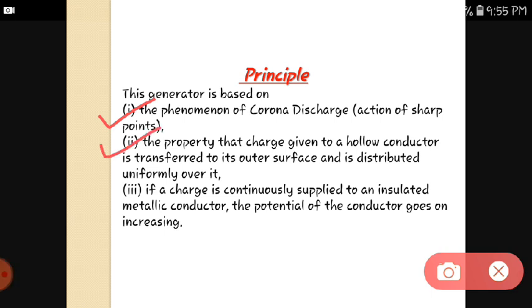Second, the property that charge given to a hollow conductor is transferred to its outer surface and is distributed all over it.